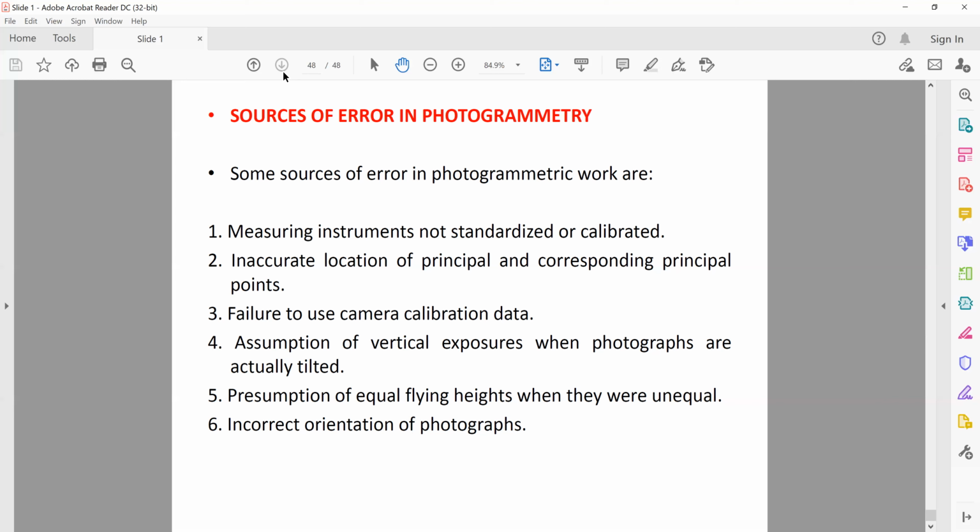Incorrect orientation of photographs is another one. Successive photographs need to have side lap and end lap, and then they are stitched together to make a proper map. So if you have faulty orientation, this would be a problem in finding out parallax, and a problem in building larger maps from these smaller photographs.